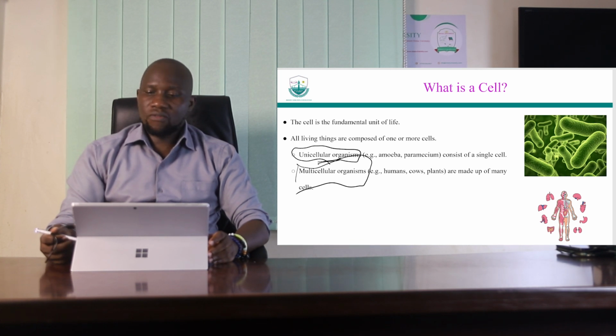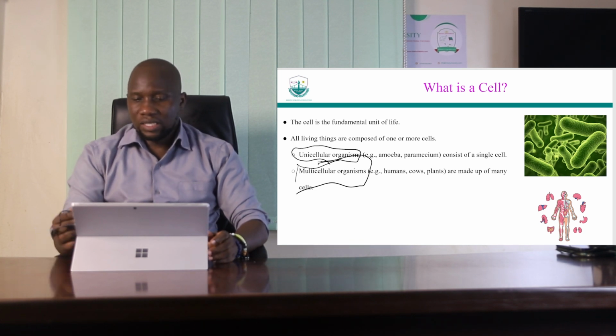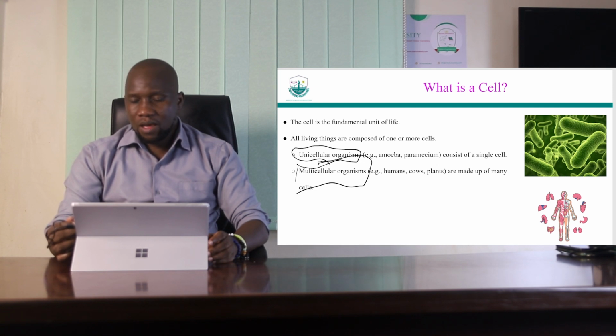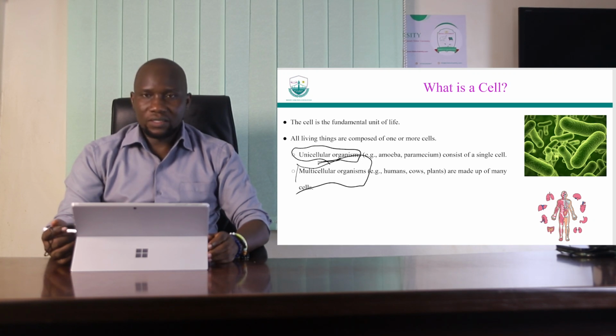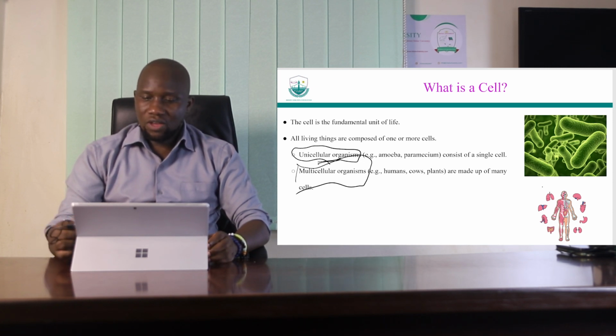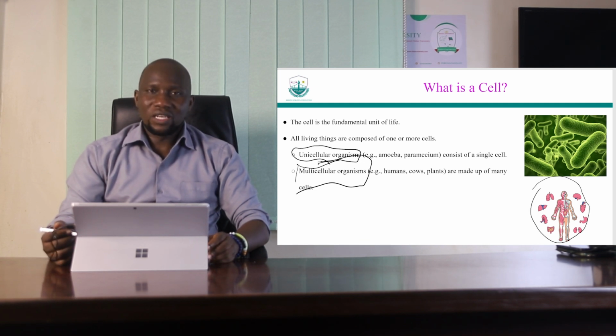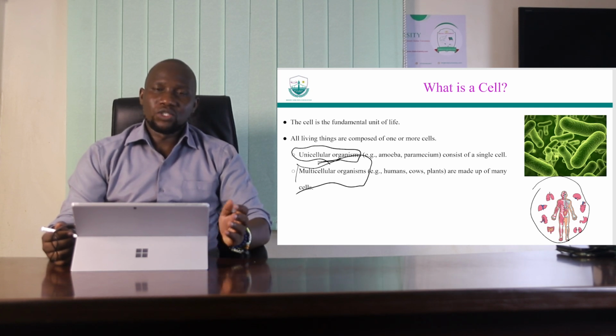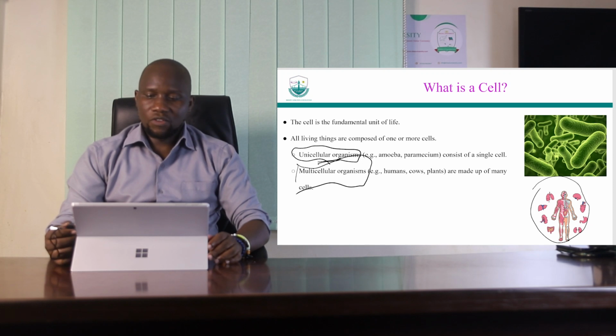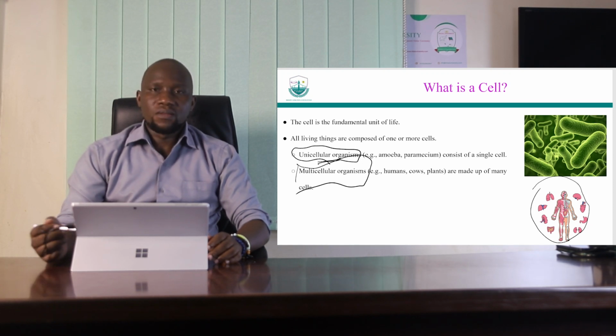Even though they only consist of one cell, for example the bacteria here, they are able to carry out life processes like respiration, reproduction, and many others. And here you see a human who has many organs, and you already know that the organs come from tissues, and tissues come from cells. So the human is multicellular.